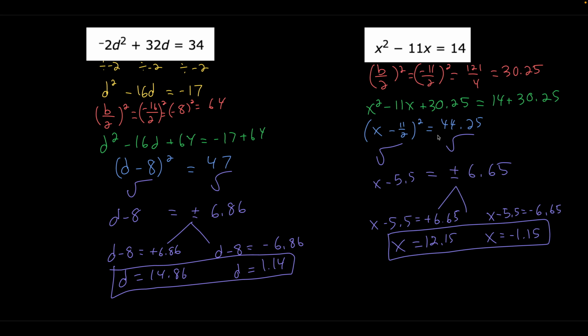For the second problem, a little bit weird. Steps 1 and 2 are done for you already. And then when you did the b over 2, you got a fraction. You could have worked with a fraction, or you could change it to a decimal, sort of up to you. You should have gotten 12.15 and negative 1.15 for your final answers.